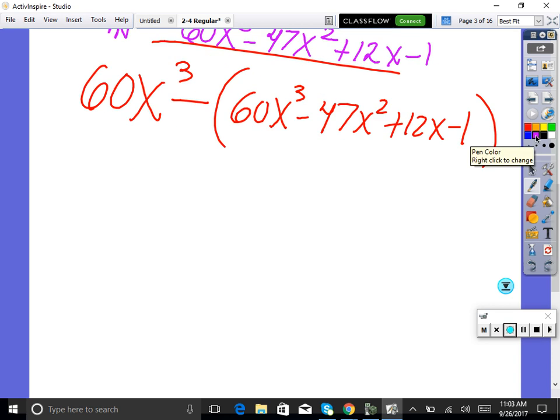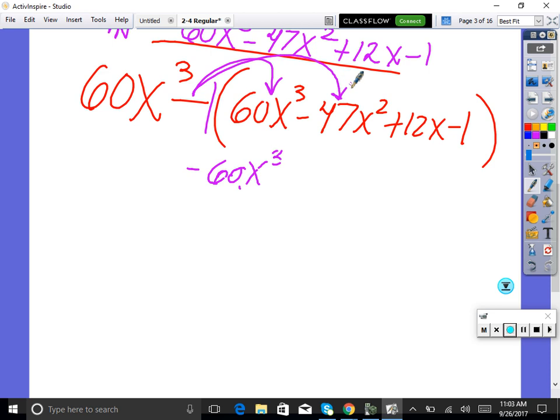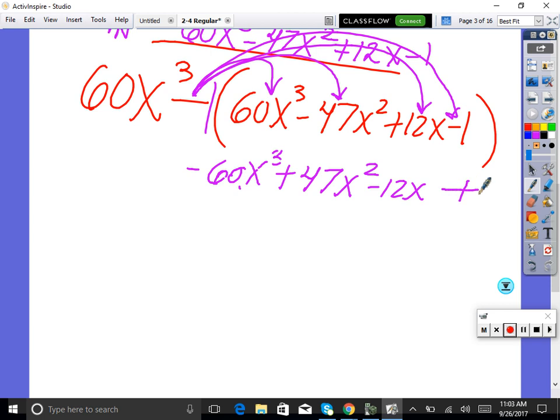I like that idea. Let's distribute -1 through. -1 times positive 60x cubed, negative 60x cubed. -1 times negative 47x squared is positive 47x squared. -1 times positive 12x is minus 12x. -1 times -1 is plus 1. And then that did not affect this, did it?